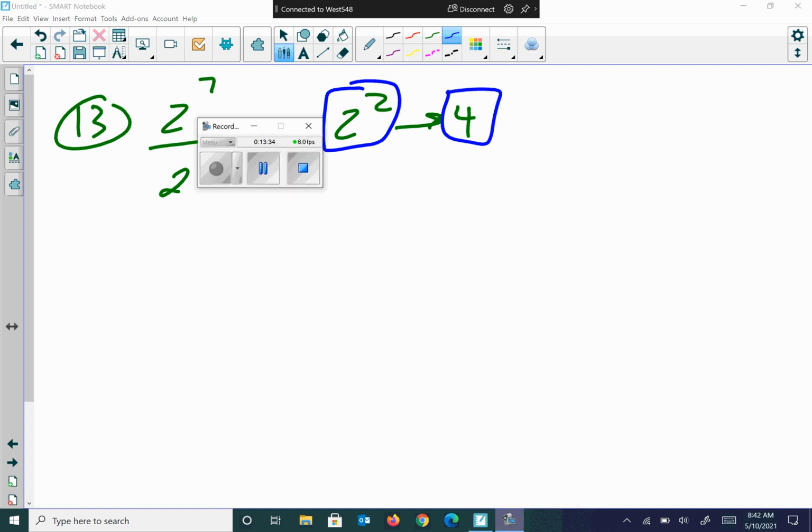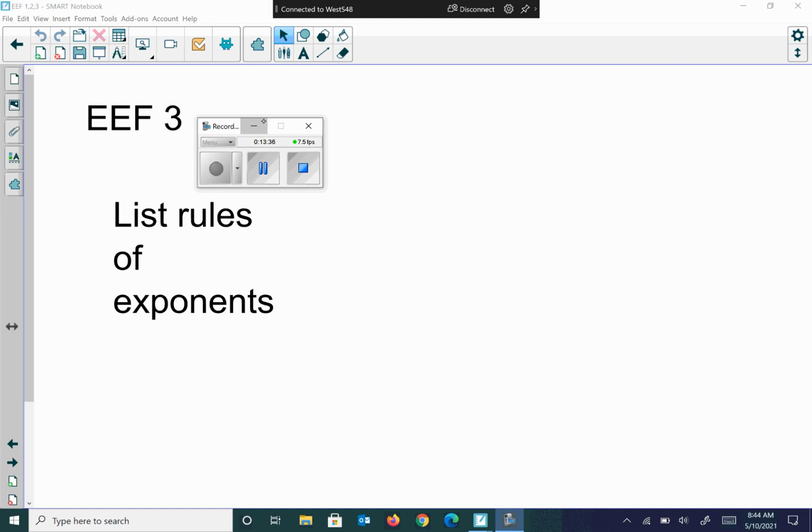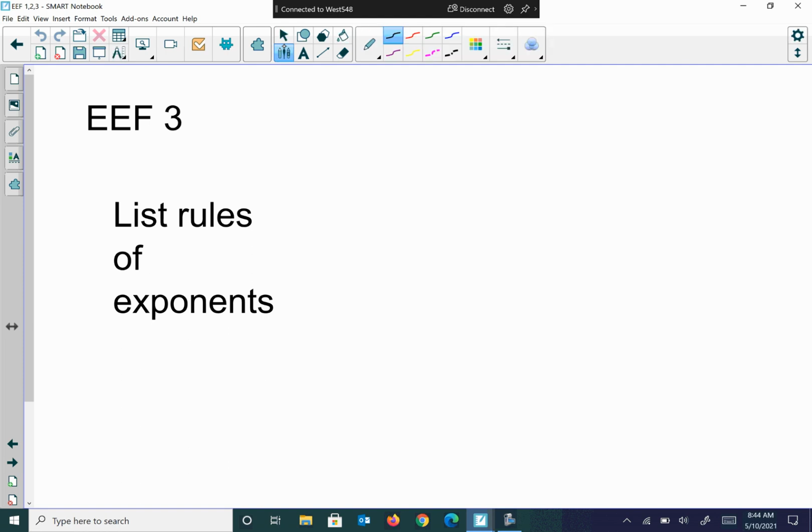All right, I'm going to pause this. All right, find that page. All right, so because we had a weekend in between, let's list the rules of the exponents.